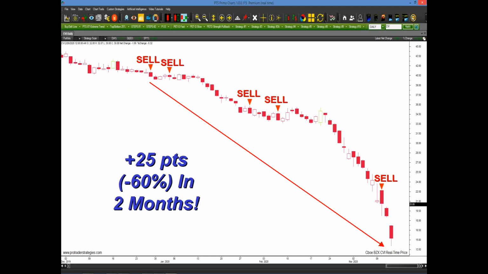Now the stock was roughly a $40 stock. It fell 25 points, or over 60%, in 2 months. Remember, we're not looking at any fundamental news. This was well before the market fell out of bed. This is how sensitive these tools are. Don't you think these tools could help you going forward?